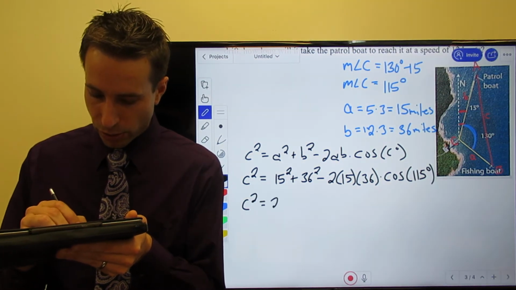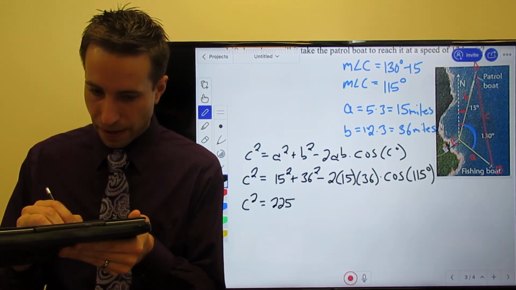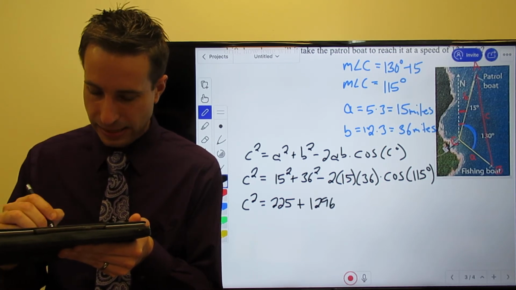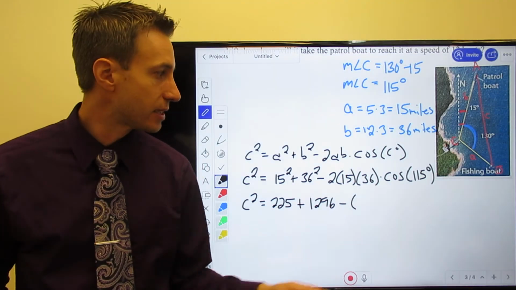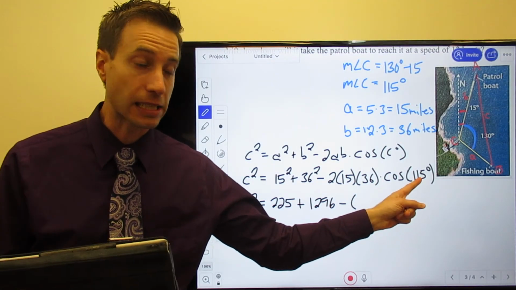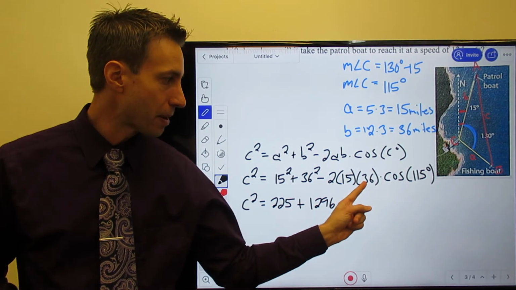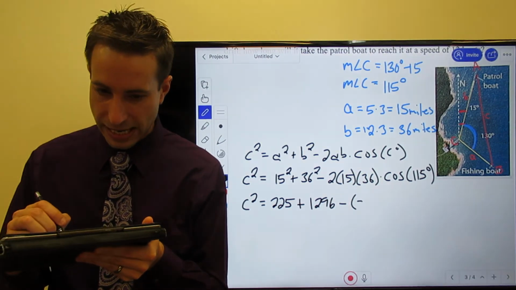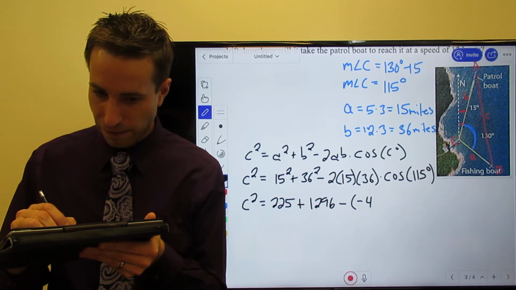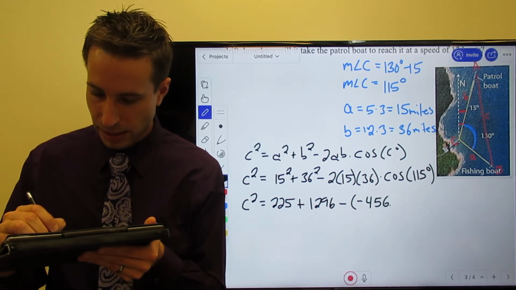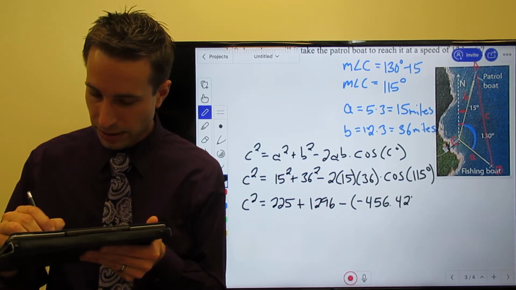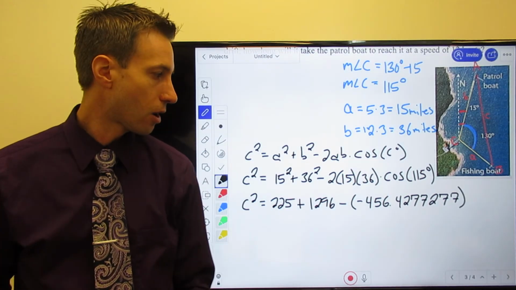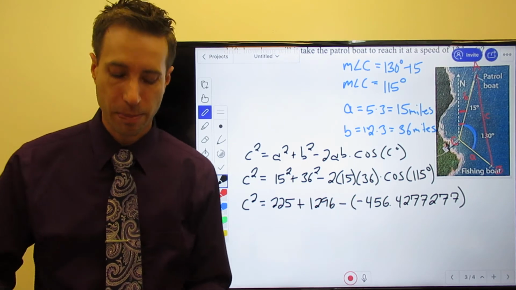15 squared is 225. 36 squared is 1,296. Minus, I'm going to take the cosine of 115, it's going to be a negative number. Multiply by 36, multiply by 15, multiply by 2. Do not lose any of those decimals. You get negative 456.4277277. Awesome.